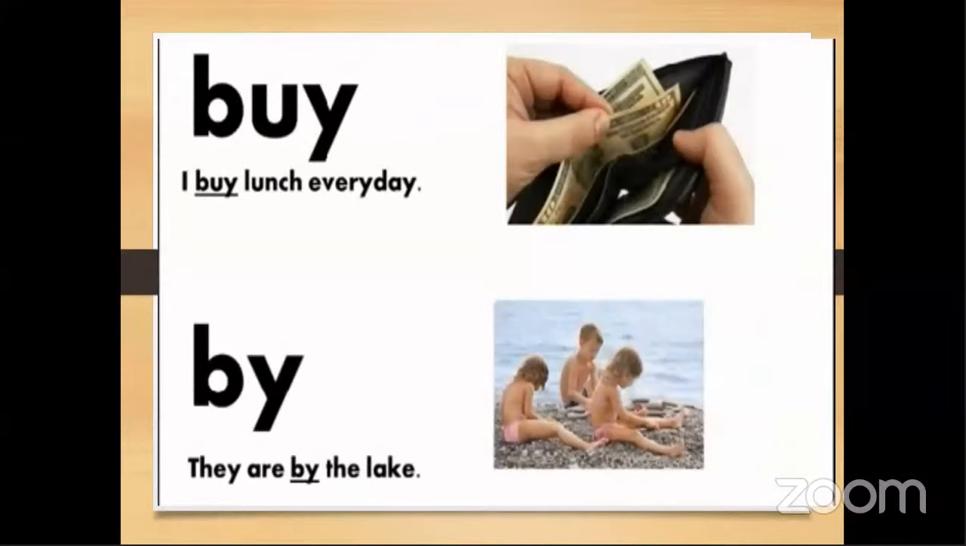Now, I buy. You buy. So, from the pocket, that picture is saying removing the rupee notes. Okay, or dollar bills. Buy. Now, by. They are by. So, there I can see in the picture. So, we have to associate whatever we are writing with the picture. So, picture and the sentence. So, they are by the lake.